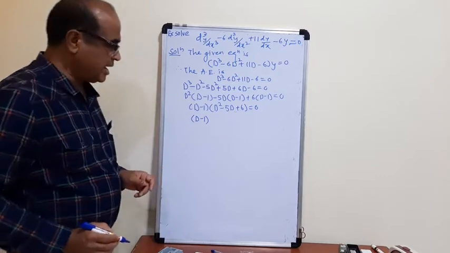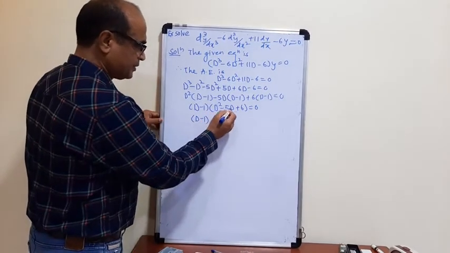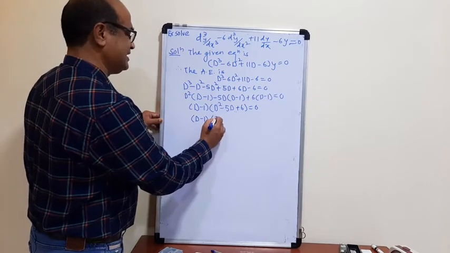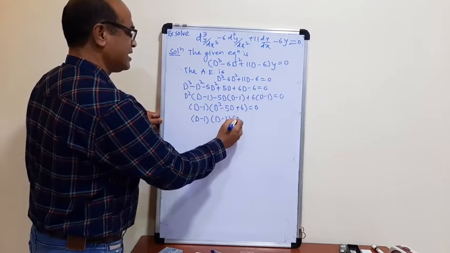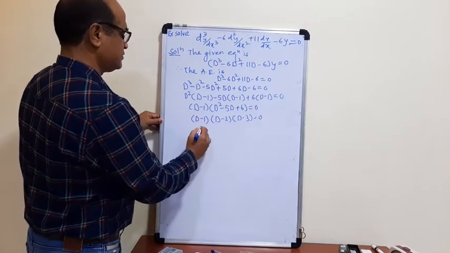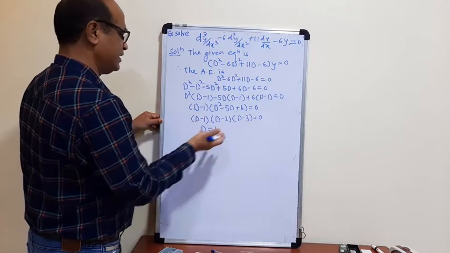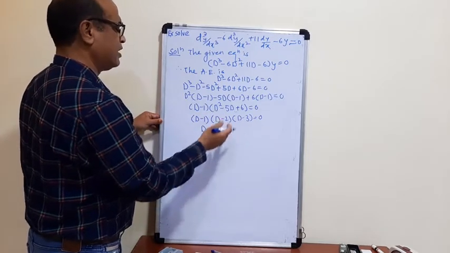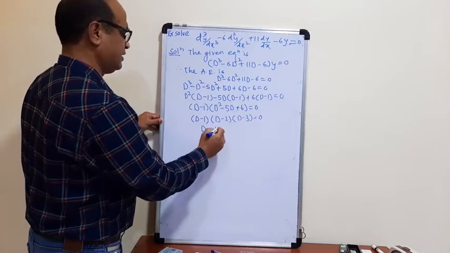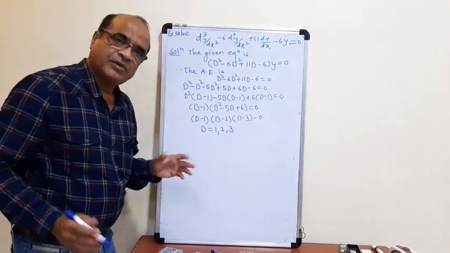So what are the roots of that equation? d square minus 5d plus 6, so that is (d minus 2)(d minus 3) equal to 0. So the roots are d equal to 2 or d equal to 3, and the other factor gives 1. So the roots are 1, 2, 3. Okay? Then what is the solution?